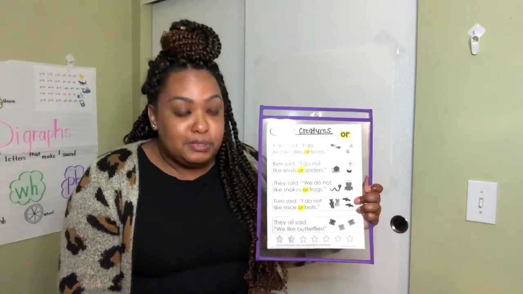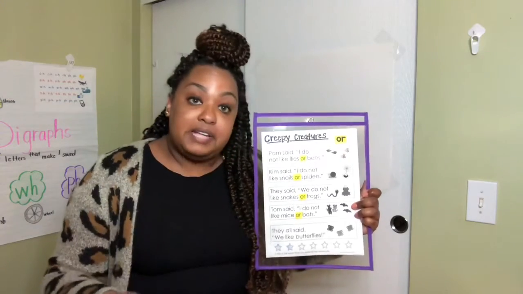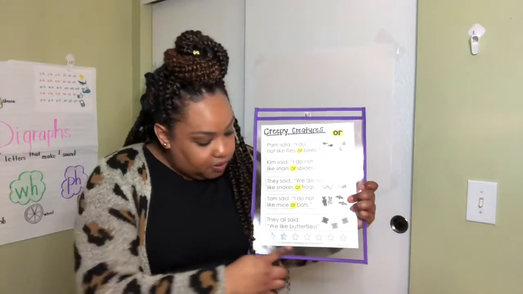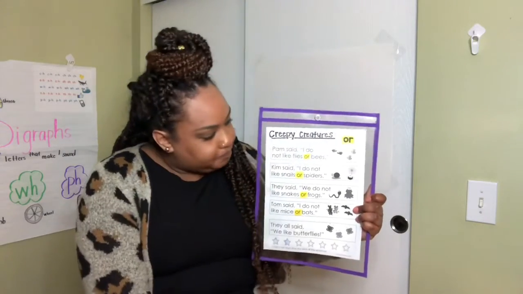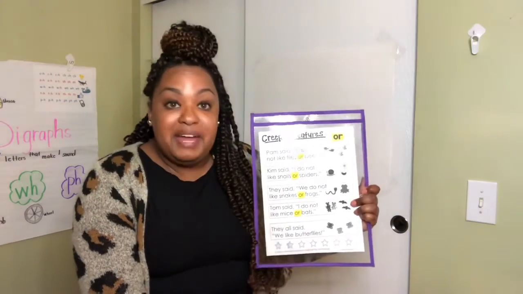Now, since I read this poem to you, I can go ahead and color this star. Every time you hear the poem being read or you read it to yourself, you can color the stars at the bottom. Now, we heard the word or in our poem many times.